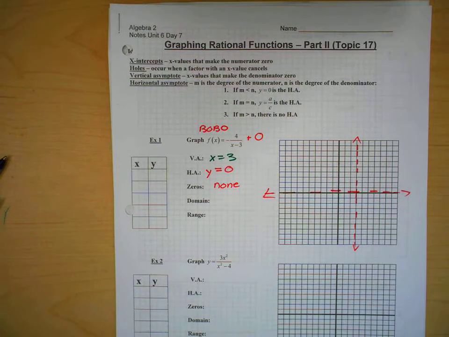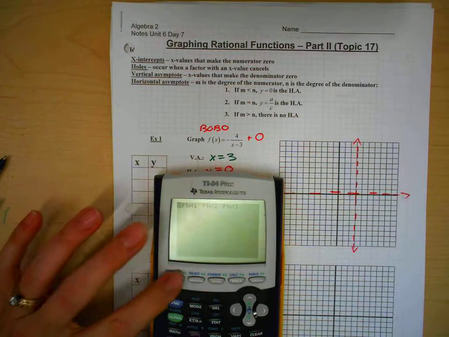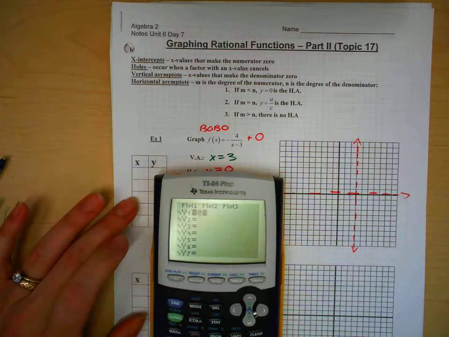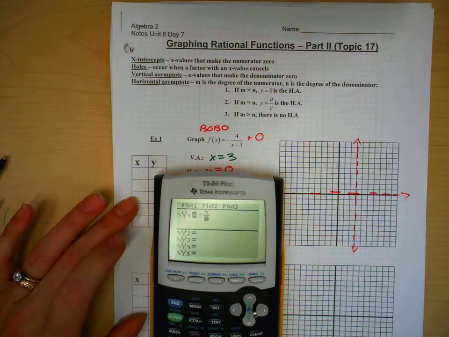All right, let's get some points to graph before we do domain and range. So we've got y equals 4 over x minus 3, and I'll enter that.